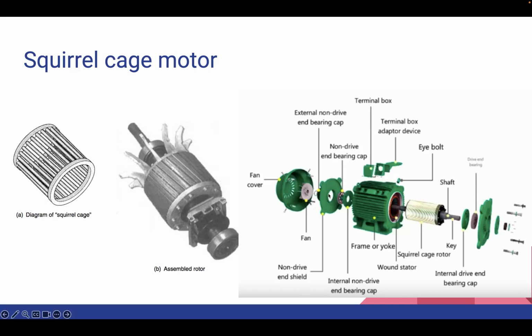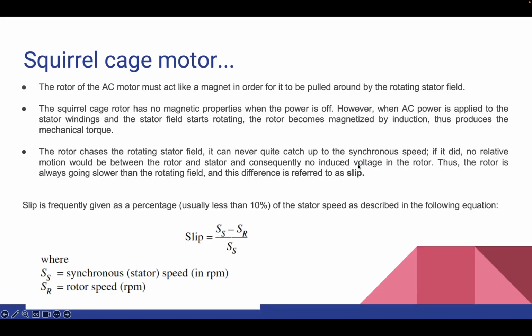Some squirrel cage rotors feature bars embedded directly into the slots of a ferromagnetic core, as shown in this figure. In this design, no insulation separates the bar from the iron core, as the bar offers significantly lower resistance compared to the laminated iron sheets comprising the core. Next, the squirrel cage motor is continued.